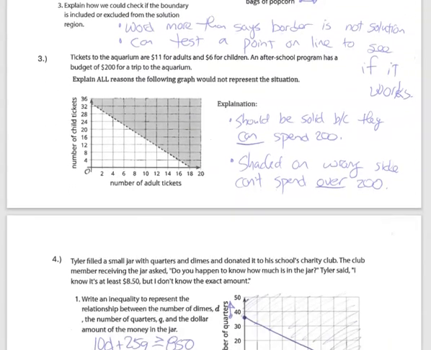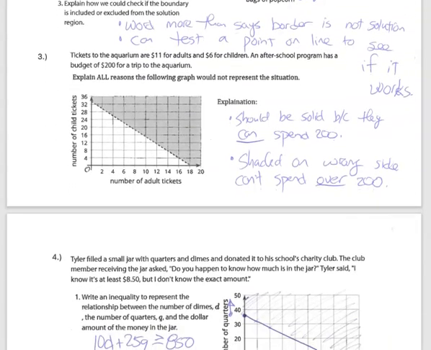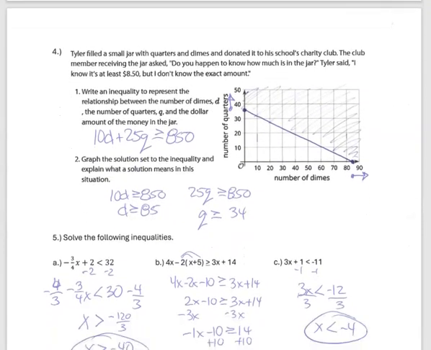The next one is talking about tickets to the aquarium are $11 for adults and $6 for children. There's a budget of $200. We're explaining all the reasons why this graph does not make sense. The first one is it should be solid because they're allowed to spend 200 bucks. And then the shading is in the wrong place because this is saying that they could spend way over $200, an infinite amount of dollars.